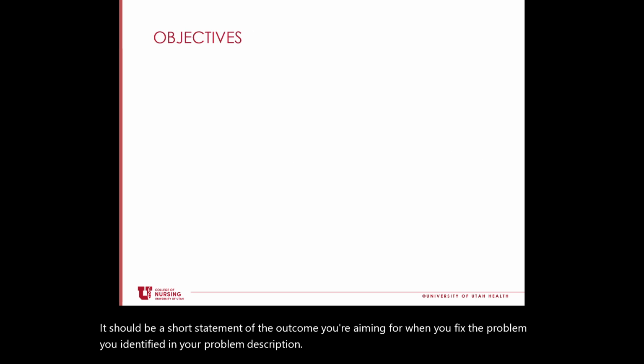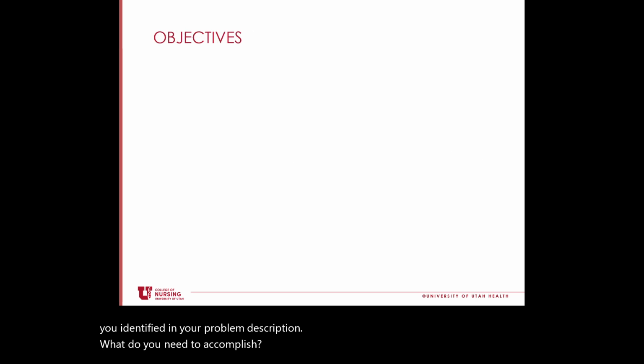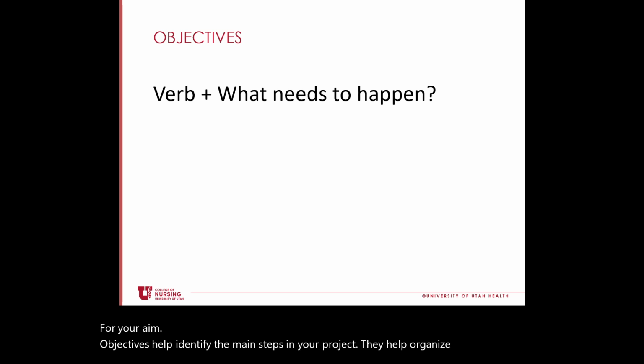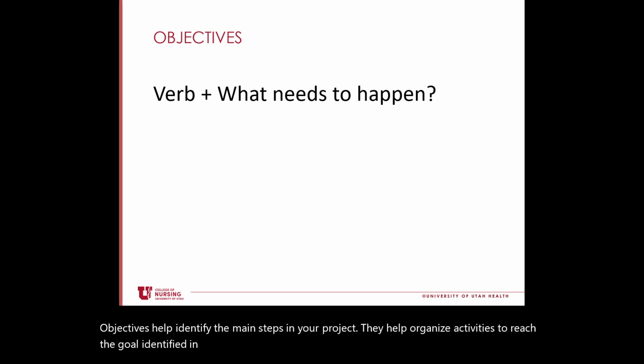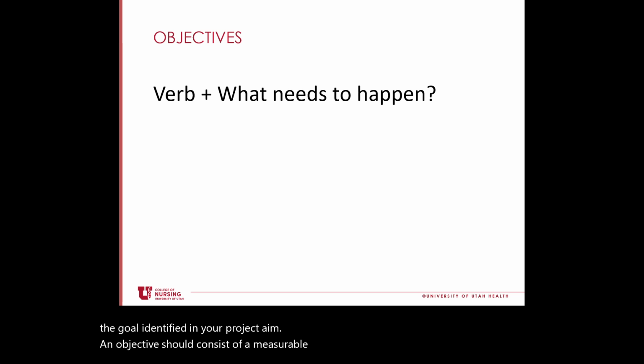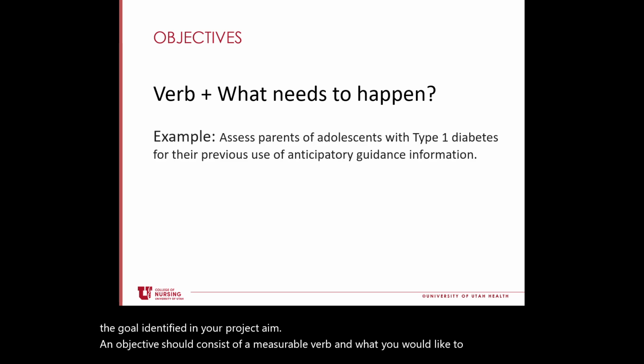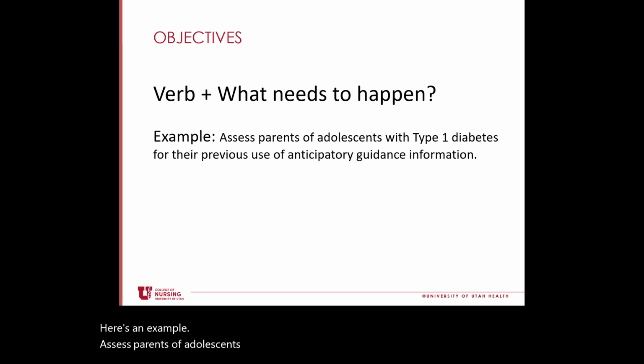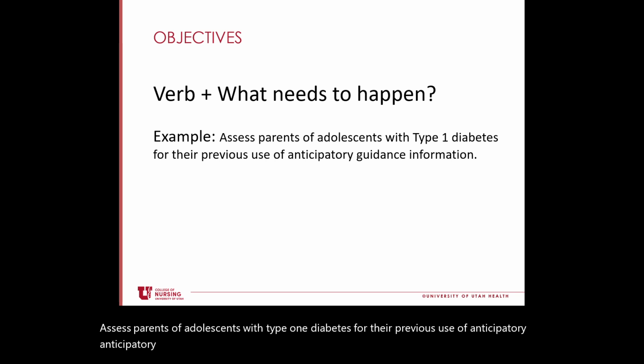What do you need to accomplish for your aim? Objectives help identify the main steps in your project. They help organize activities to reach the goal identified in your project aim. An objective should consist of a measurable verb and what you would like to happen. Here's an example. Assess parents of adolescents with type 1 diabetes for their previous use of anticipatory guidance information.